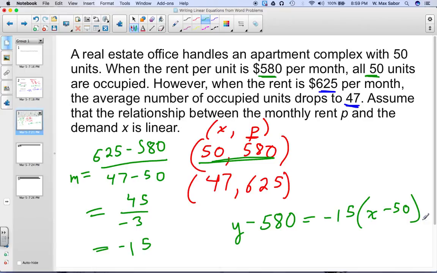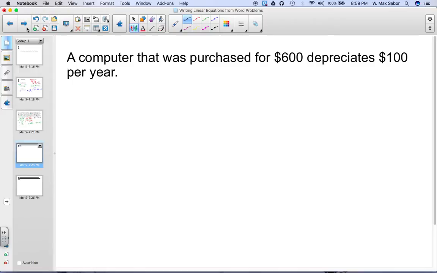point. If you wanted to convert this into slope-intercept form, you certainly can. And certainly some people prefer to write y equals negative 15x plus b, substitute back in one of the points, and then figure out what b is.